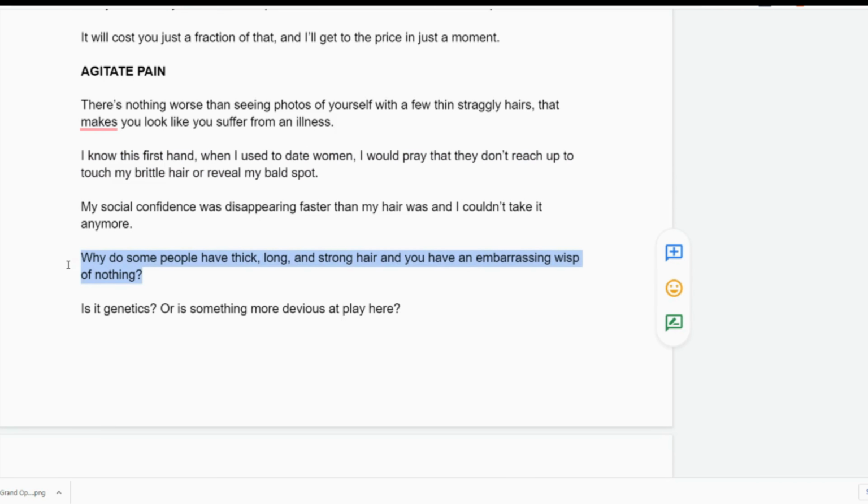And then I say, why do some people have thick, long, strong hair while you have an embarrassing wisp of nothing? Now, have you seen how I've gone from me? I've been talking about people in general, saying how people suffer from this and this and this. And then I've kind of turned it around on them quite subtly and said, you. So if someone is suffering from hair loss, suddenly they think, okay, this is about me. So then they're going to think, okay, this is probably for me.